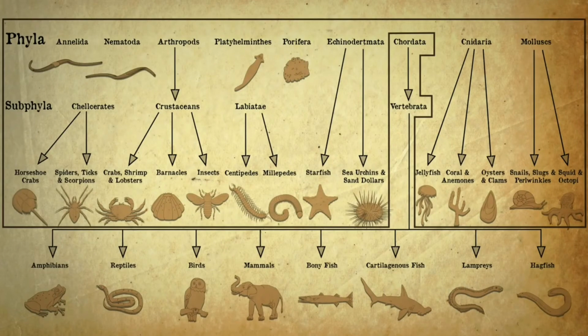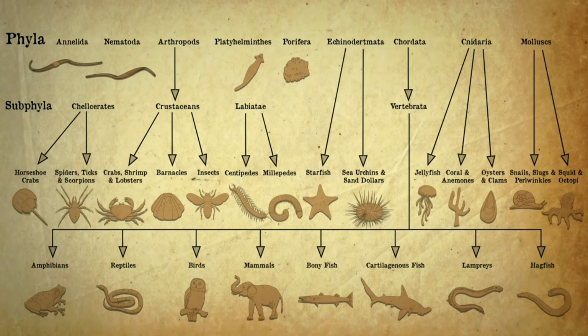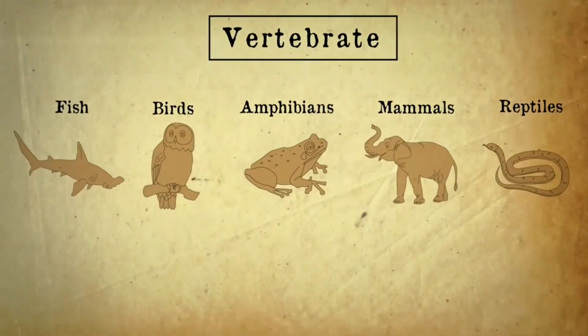All of these are invertebrates, and just these here, the chordata, contain all of the vertebrates. Not all chordates are vertebrates, but all vertebrates are chordates. Let's have a look at the vertebrates in more detail.